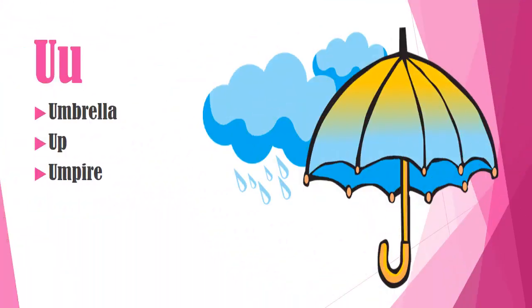The sound of U is a. U is for umbrella. Umbrella, up, umpire.